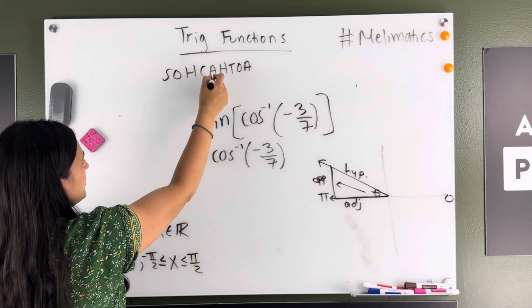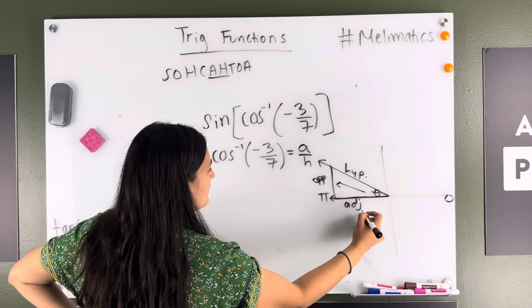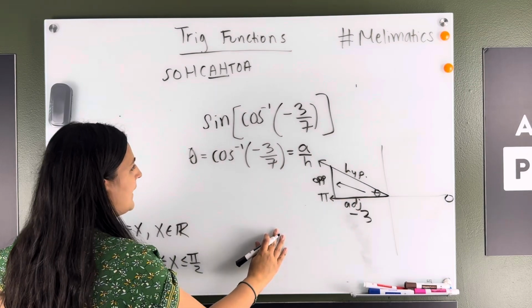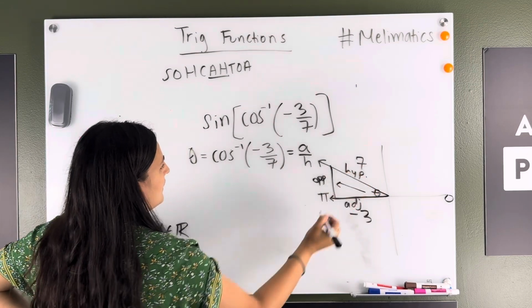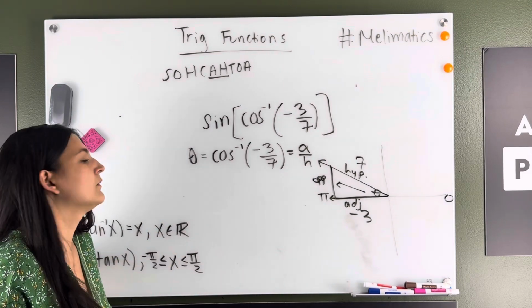So we have cosine is adjacent over hypotenuse. So adjacent is -3, because it makes sense for cosine to be negative, and the hypotenuse is 7. Okay, based on that, can we find the opposite in order to get the sine of this angle?